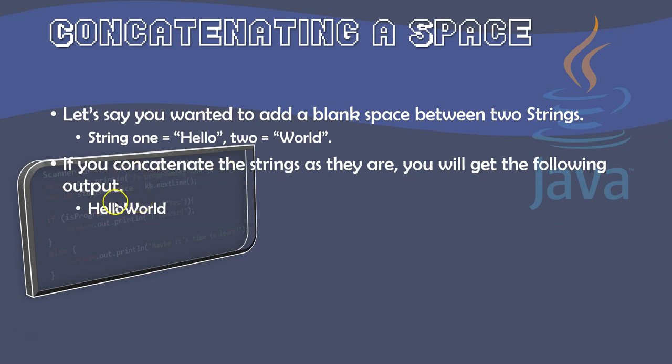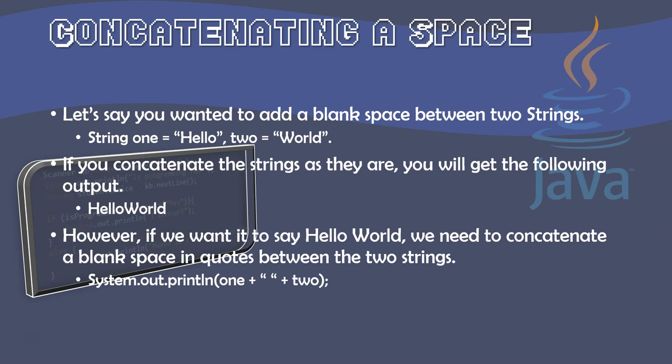Of course, we would expect that these are two separate words. We would expect there to be a space in there. So if we wanted to say hello world, we need to concatenate or join in a blank space in quotes between the two strings. Just as an example, we can say System.out.println string 1 plus a space in quotes plus string 2. And if we have that, it would then say hello world as we expected, because we just joined in a space. So this is a cool thing that we can do with strings. You'll notice that we don't simply have a string plus another string. We can also join in other strings, other characters, and other numeric types, as we're going to see. So concatenation can be very, very powerful.